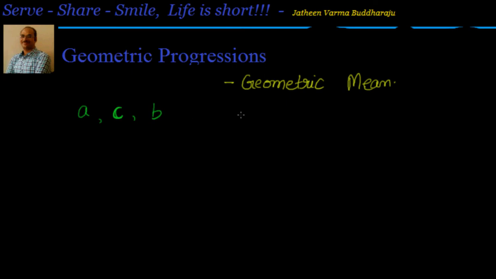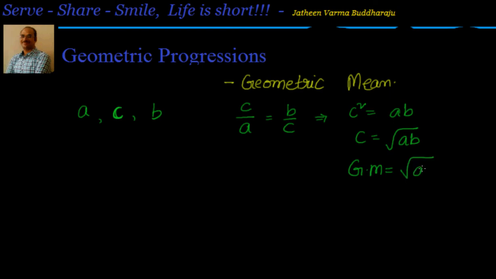That means a, c, b are in geometric progression, nothing but c by a is equal to b by c, which will give you c square equal to ab. The geometric mean of a and b is nothing but equal to square root of ab.